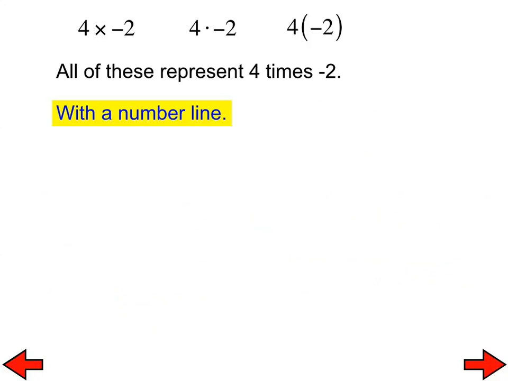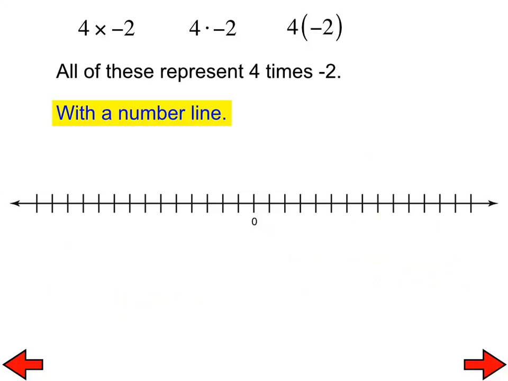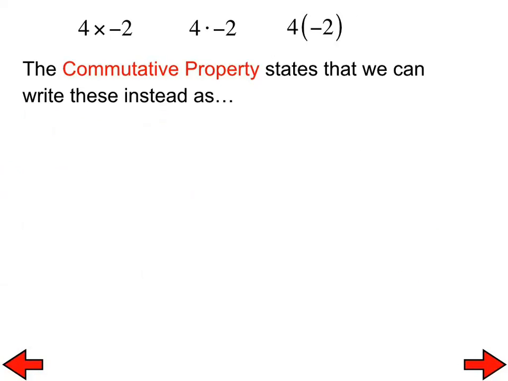We could also use a number line if we chose to do so. 4 times negative 2, we would start at 0, and we would jump 4 groups of 2 in the negative direction. So there's one group of negative 2, and then we could do it again, again, and again. And I got a little sloppy there with my drawing, but it would look like this, and that would leave us at negative 8. So there's a third way of figuring out what 4 times negative 2 is.